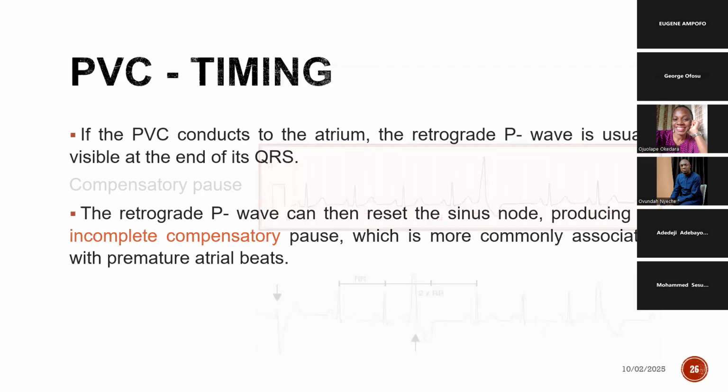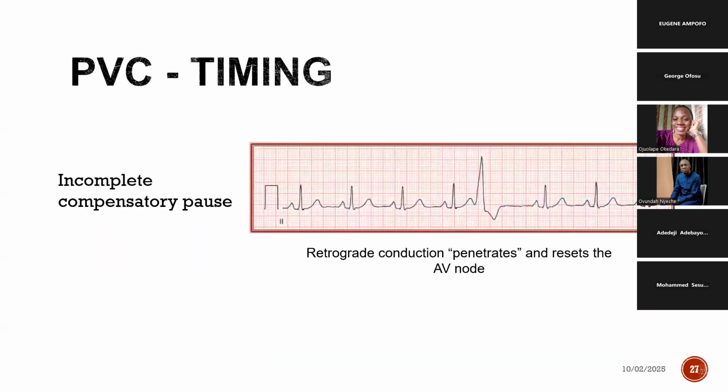So if the PVC conducts to the atrium, the retrograde P wave is usually visible at the end of the QRS complex. And the retrograde P wave can then reset the sinus node, producing an incomplete compensatory pause, which is more commonly associated with premature atrial beats.